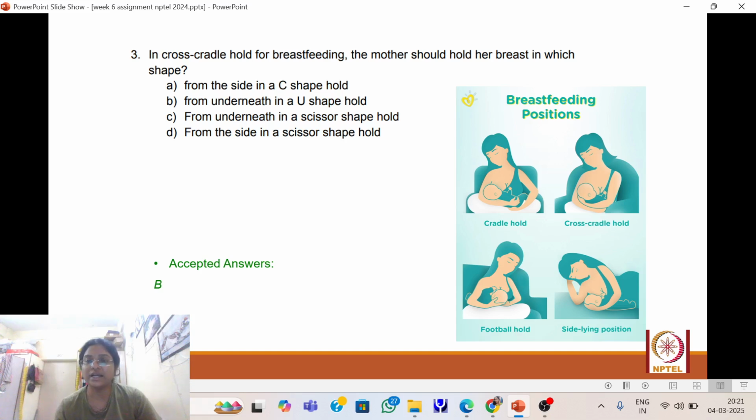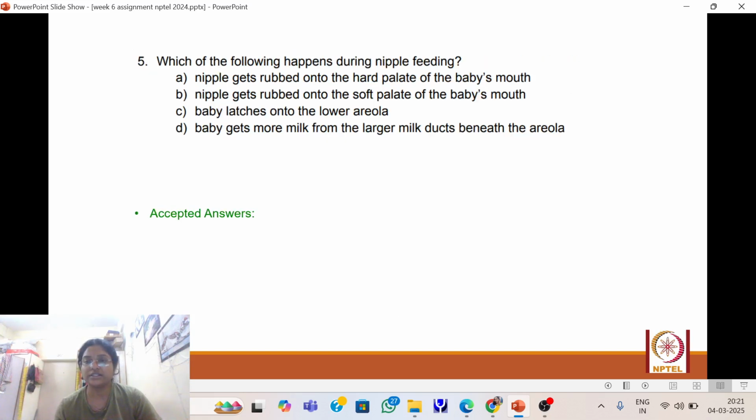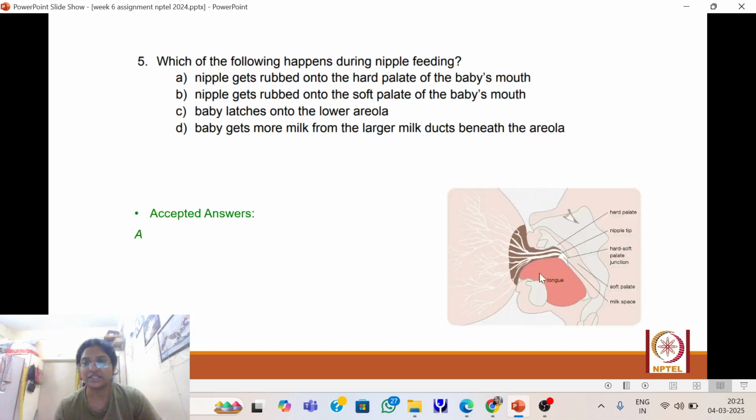And along with that, you should take care that the baby is attaching to the nipple properly. Here you can see the lower lip should touch the lower areola, the upper lip should touch the upper areola, and the nose should not touch anywhere actually. This picture is very clear to remove all your confusion. Okay.